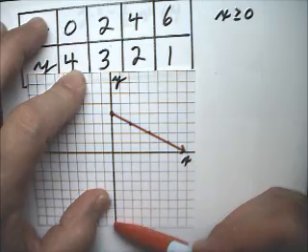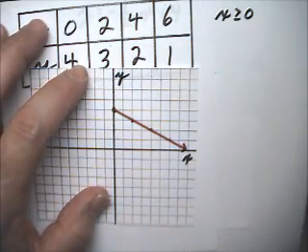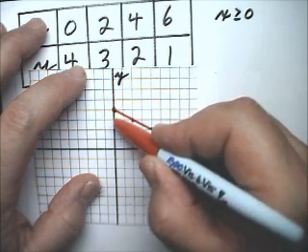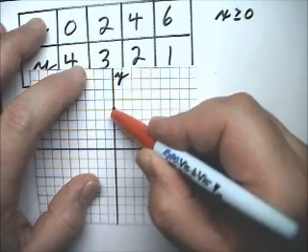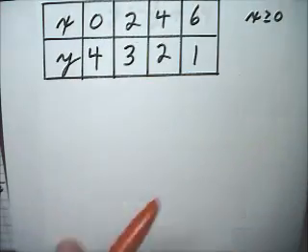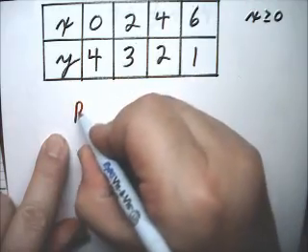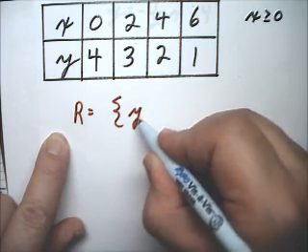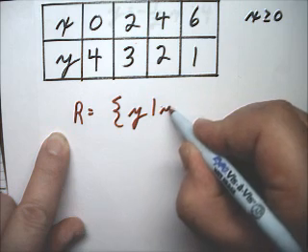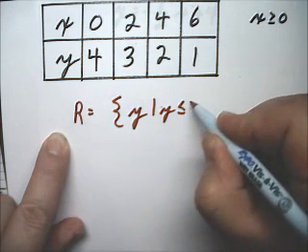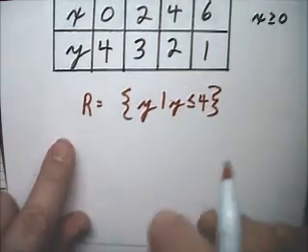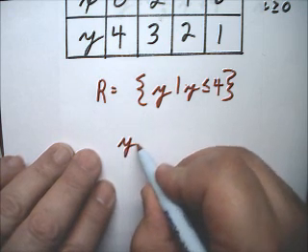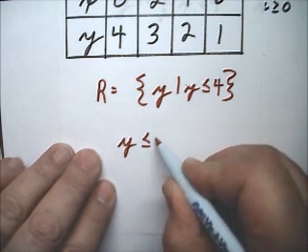So the range of the function is y is less than positive 4. 1, 2, 3, 4. Yes, y is less than or equal to positive 4. So the range here is equal to the set of all y such that y is less than or equal to 4. I wouldn't expect you to state it so formally. You would just say that the range is y is less than or equal to 4.